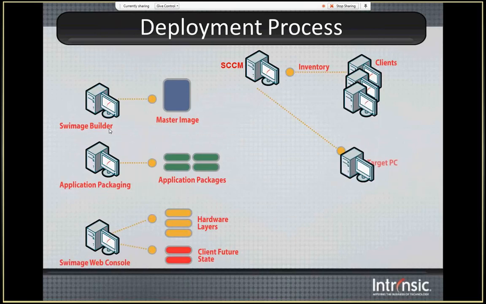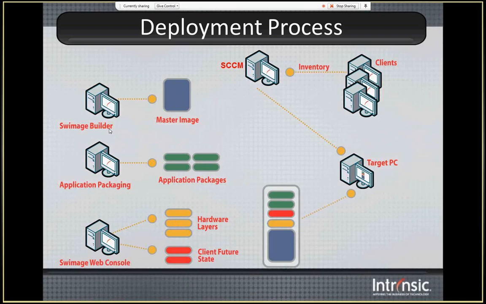Okay. The process we integrate with SCCM, it kicks off the deployment, and Swimage is the intelligence which assembles all the different parts that make up a particular PC, so it's very unique to that particular user's needs, and that's what gets targeted and installed on the machine.